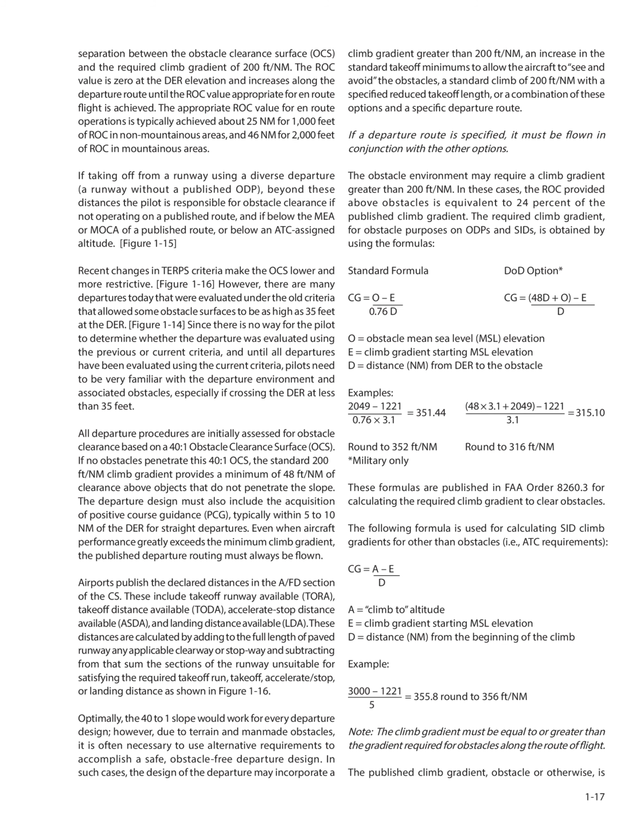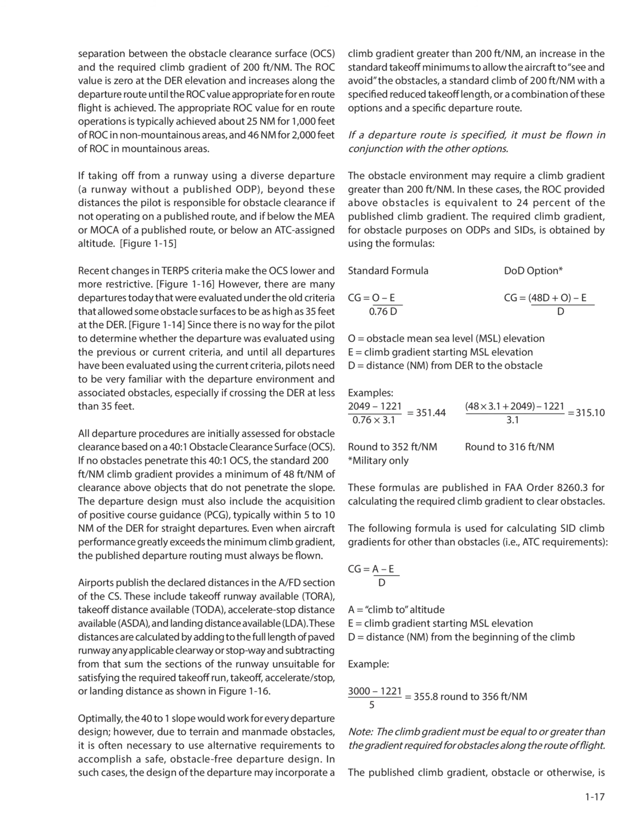The obstacle environment may require a climb gradient greater than 200 feet/nm. In these cases, the ROC provided above obstacles is equivalent to 24% of the published climb gradient. The required climb gradient, for obstacle purposes on ODPs and SIDs, is obtained by using the formulas: standard formula CG = (O - E) / D, where O equals obstacle mean sea level (MSL) elevation, E equals climb gradient starting MSL elevation, and D equals distance, NM, from the DER to the obstacle. These formulas are published in FAA Order 8260.3 for calculating the required climb gradient to clear obstacles.